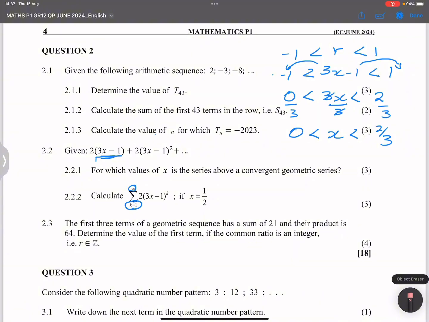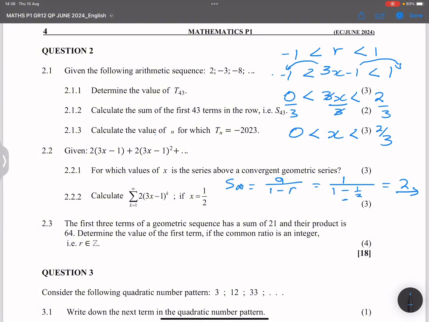The sum to infinity is equal to a over 1 minus r, and this will give us 1 divided by 1 minus 1 over 2. If you look at this, 1 minus 1 over 2 gives us 1 over 2. 1 divided by 1 over 2 will give us 2. So please remember this is the sigma notation. We get the a value first, and get the r value again, as well as, in this case, just work out the sum to infinity for that.